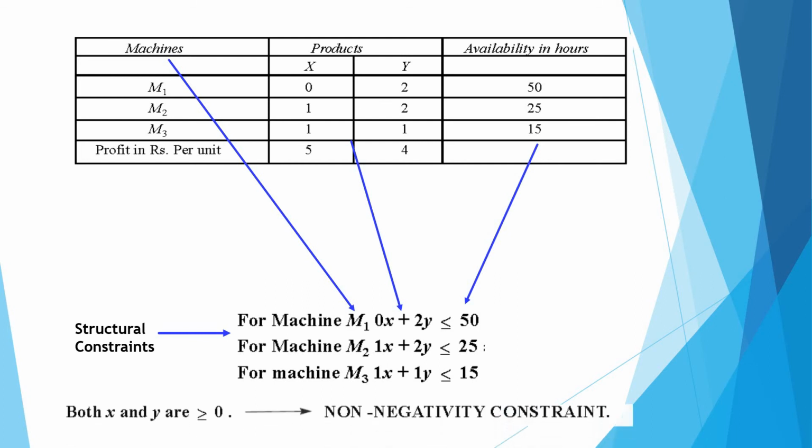Next comes the non-negativity constraints. Because X and Y are products, they cannot be negative. So without loss of generality, we have the non-negativity constraint as X and Y to be greater than or equal to 0.